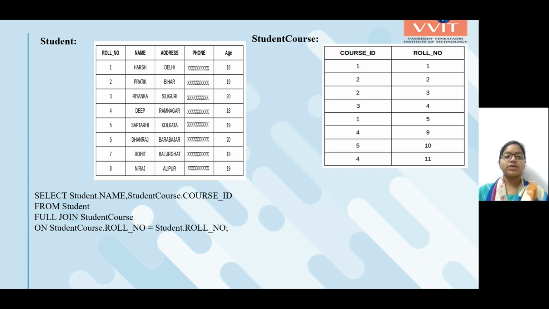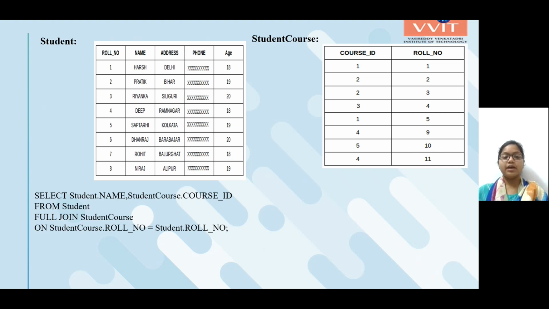Next, from the student table, the non-matched rows are 6, 7, 8. Hence 6, 7, 8 are also written, and the result set contains null values. Next, from the right table, 9, 10, 11 are also not matched. They will also be displayed to the output with the result set containing null values.